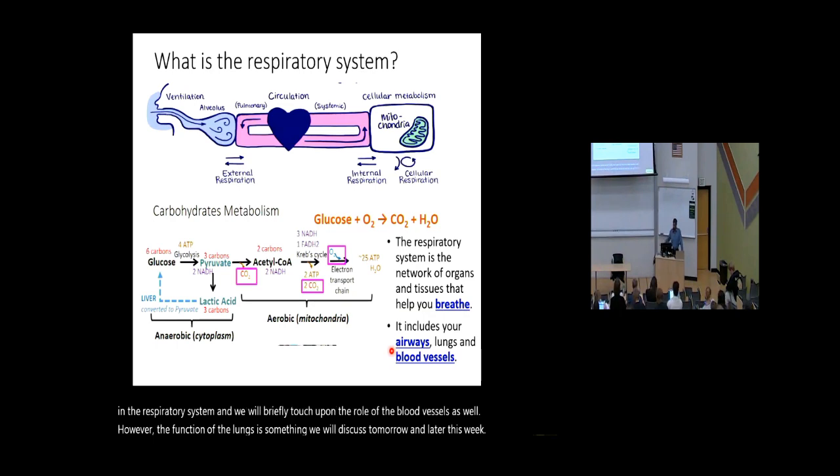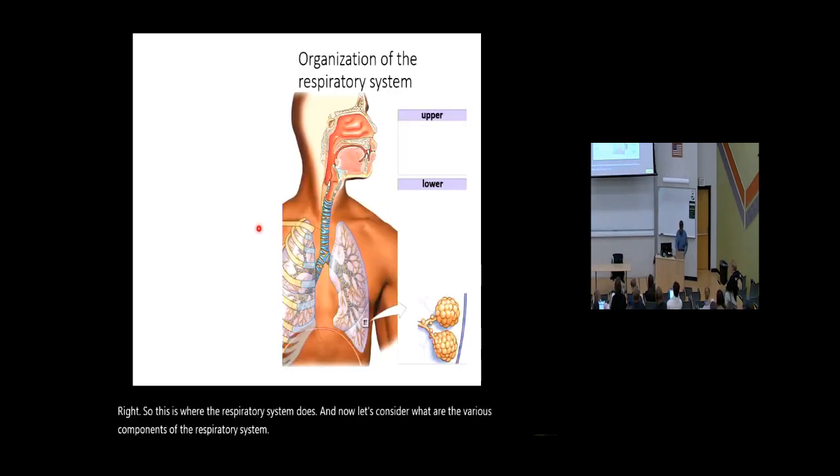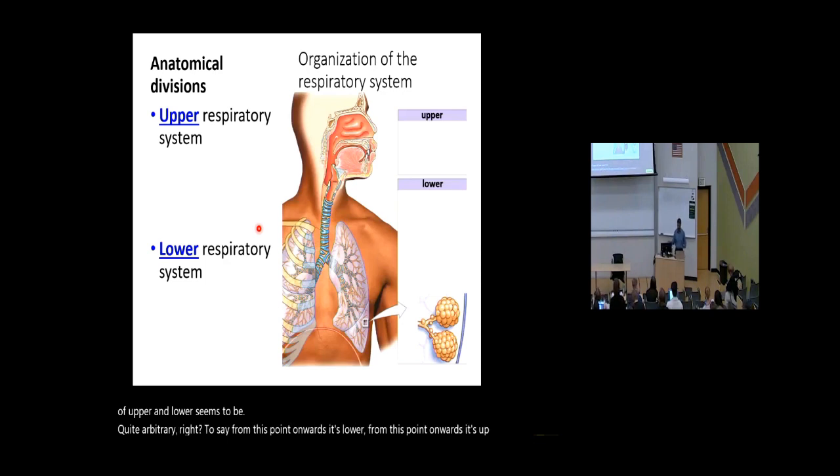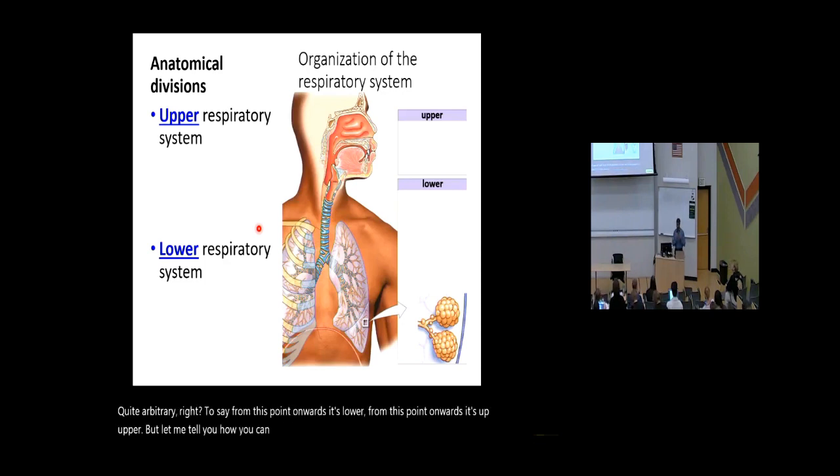So this is what the respiratory system does, and now let's consider the various components of the respiratory system. As we consider the various components, we can see that the anatomical division will divide it into the upper and the lower respiratory system. This division of upper and lower seems to be quite arbitrary, right? To say from this point onwards it's lower, from this point onwards it's upper. But let me tell you how you can keep the division between these two clear in your minds.